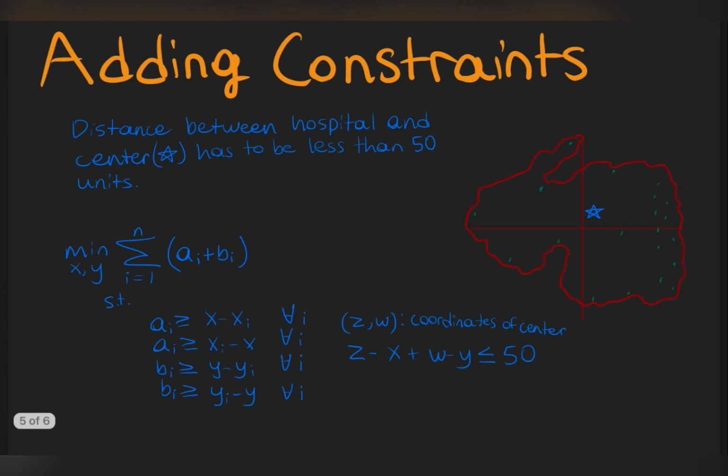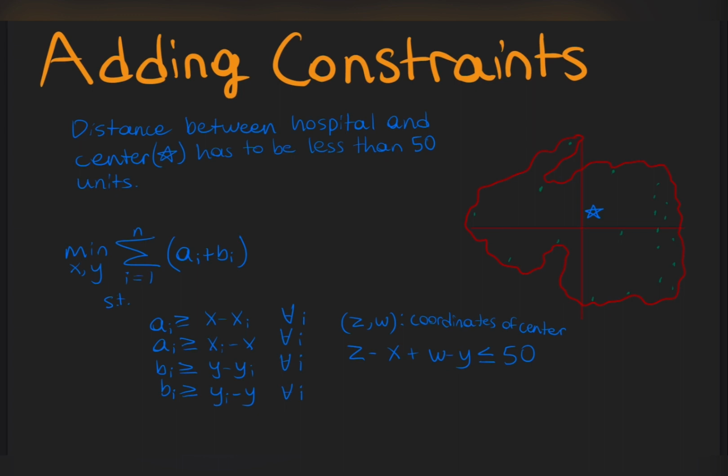Okay, so the center is just represented by the coordinate z, w. For the x coordinate, z minus x, where x is the x coordinate of the hospital. And for the y coordinate, w minus y, where y is the y coordinate of the hospital. We add those two quantities together because that's our Manhattan distance. And that Manhattan distance has to be less than or equal to 50 because we want the hospital within 50 units of the center.